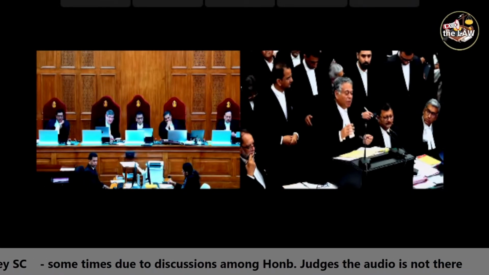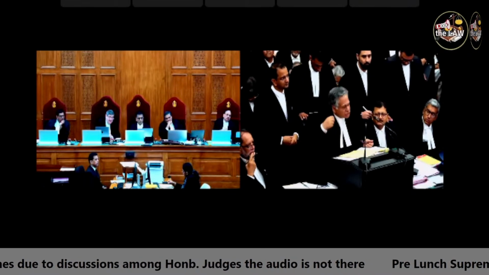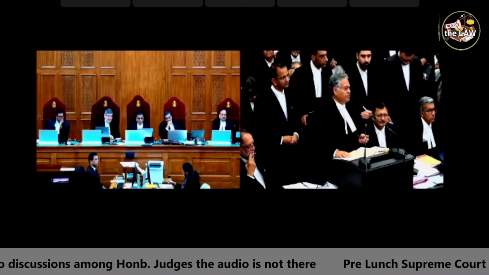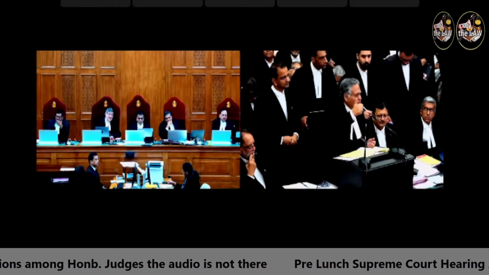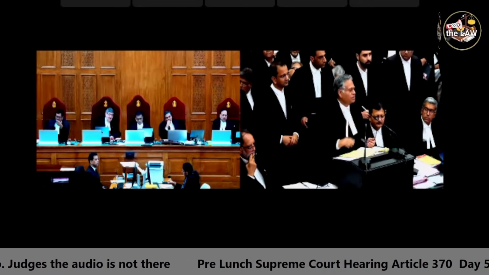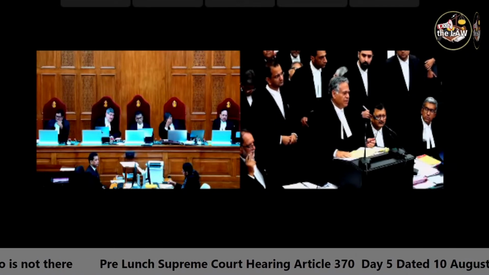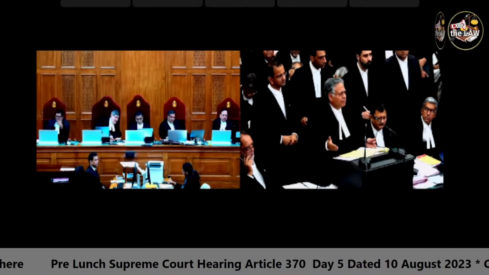Now see, Parliament is excluded under Article 370. State legislature is also excluded under Article 370. It is the president, the governor, and the council of ministers. That is all. These three are there in Article 370. They can do, undo with the Constitution.